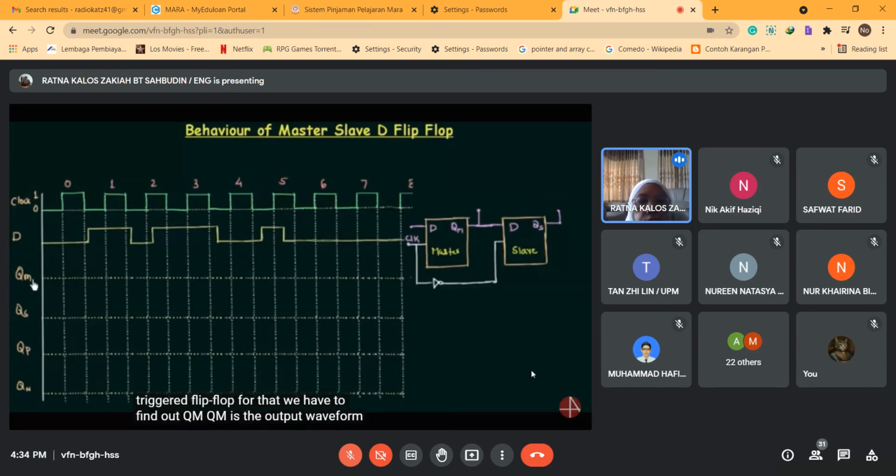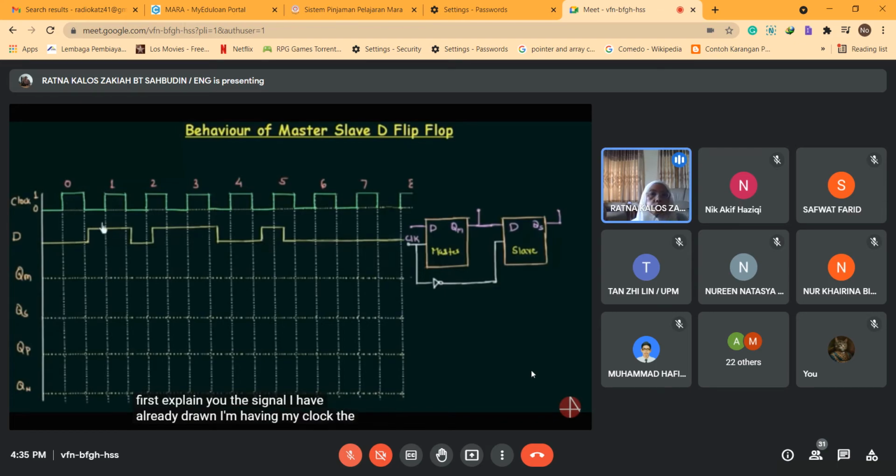QM is the output waveform of your master flip-flop. Similarly, we will find QS, the output of the slave flip-flop, QP, the output of the positive edge triggered D flip-flop, and finally QN, that is the output of the negative edge triggered D flip-flop. We have to find all these four waveforms by using the truth table of the D flip-flop. But before actually going into this, let me first explain you the signal I have already drawn.